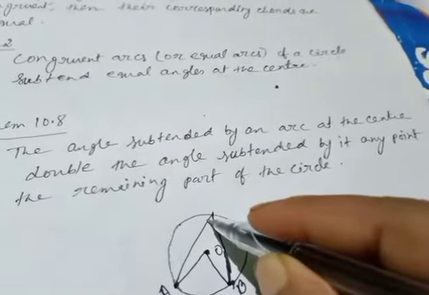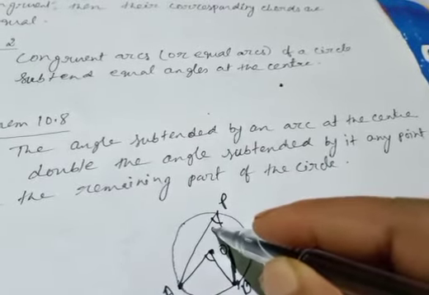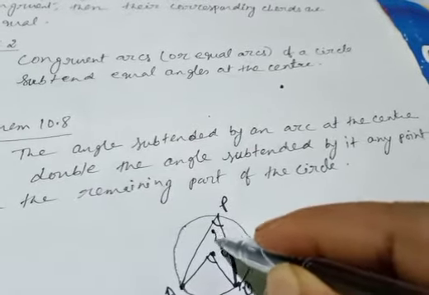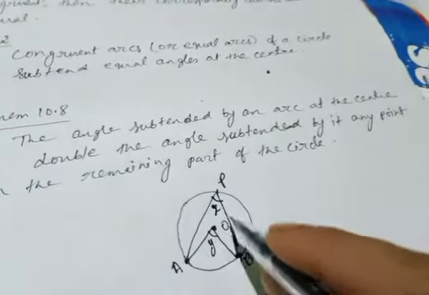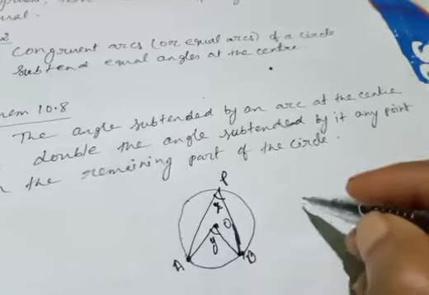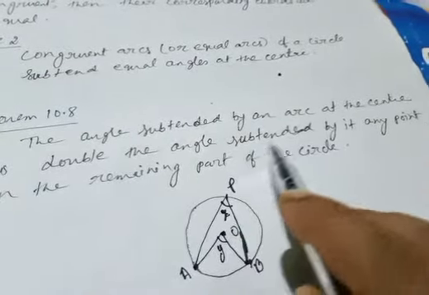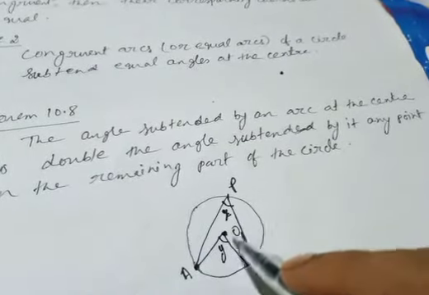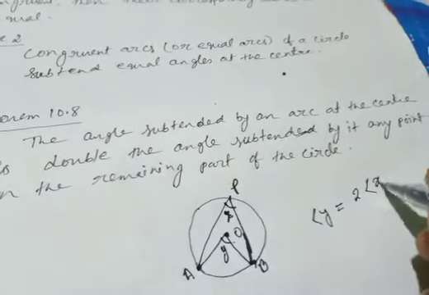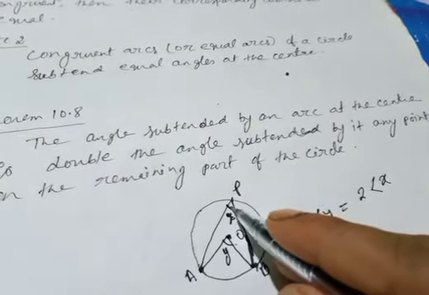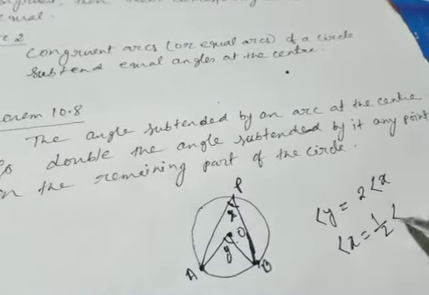Then suppose this is angle P, and the measurement of this angle is X, and this is Y. Then according to the theorem, the angle subtended by an arc at the center is double the angle subtended by it at any point on the remaining part of the circle. That means angle Y is equal to twice angle X, means double of angle X. Or you can write angle X is equal to half of angle Y.